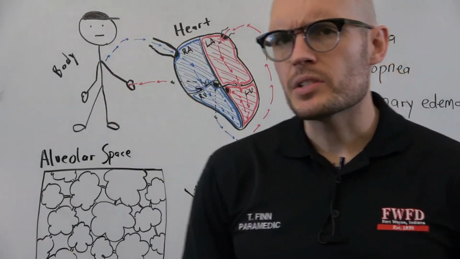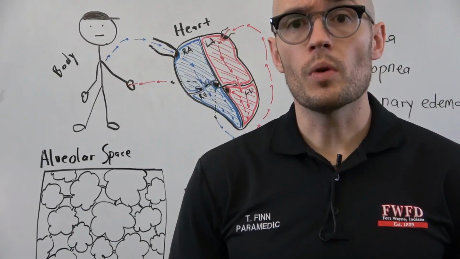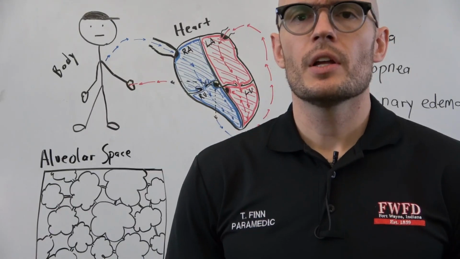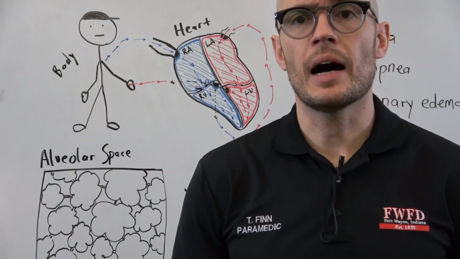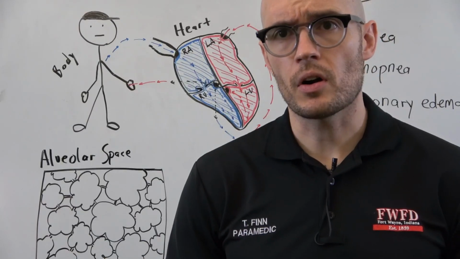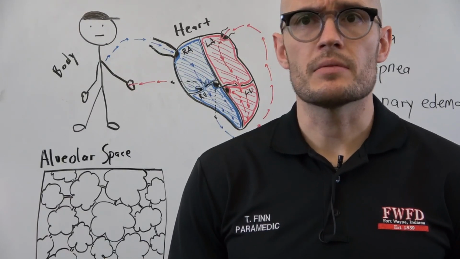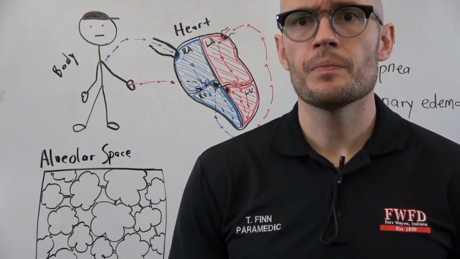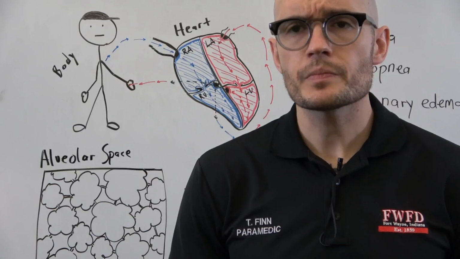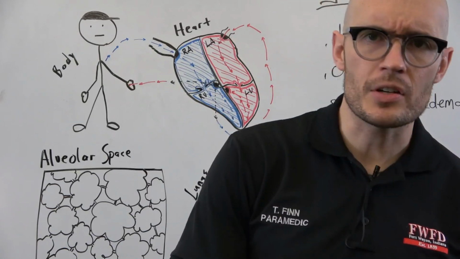So these patients are going to present with peripheral edema, most likely, as well as increased heart rate, hyper or hypotension, depending on the stage of congestive heart failure, as well as hypoxia, shortness of breath, and potentially jugular vein distension as well. So what about the other side?